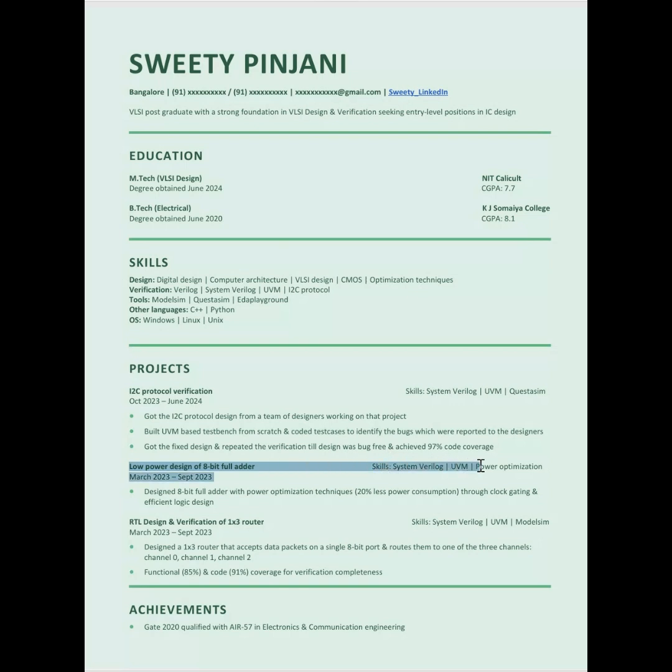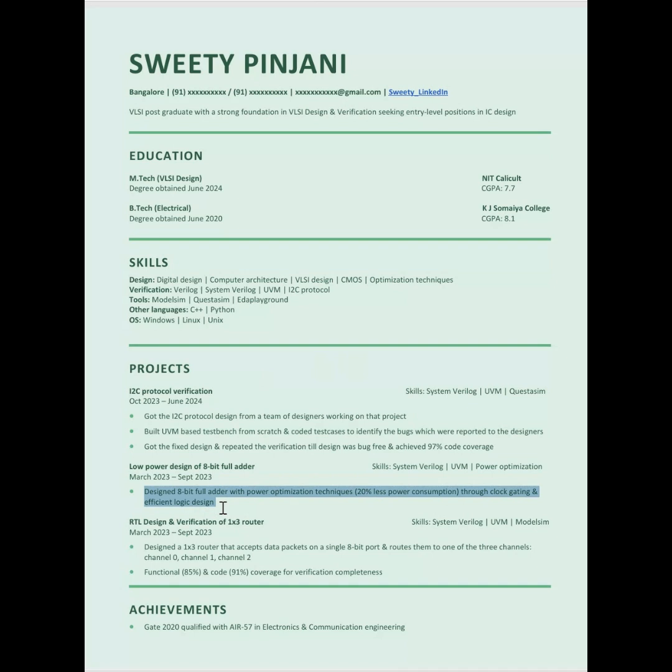So in low power verification, whatever skill sets they have learned while doing this project: SystemVerilog, UVM, power optimization. They have mentioned the duration for which they have done the project, and what did they achieve? They had designed the 8-bit full adder with power optimization techniques. How much power optimization did they achieve? The design consumed 20% less power compared to whatever design they started from. They reduced the power consumption by 20%.